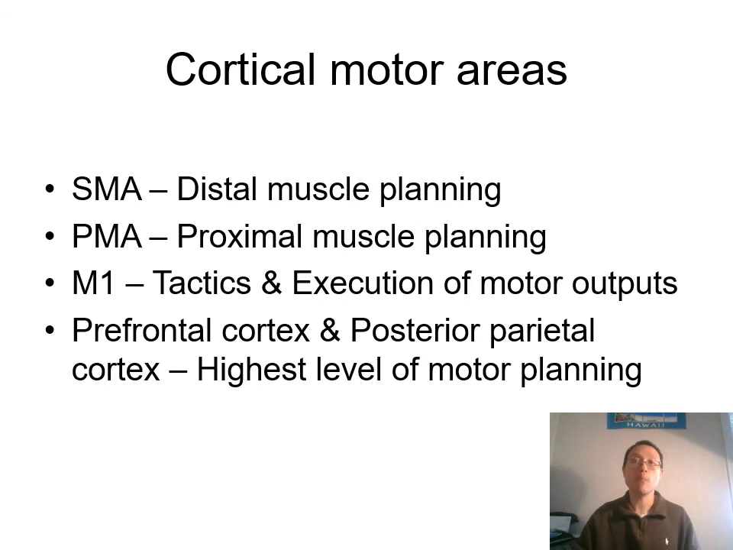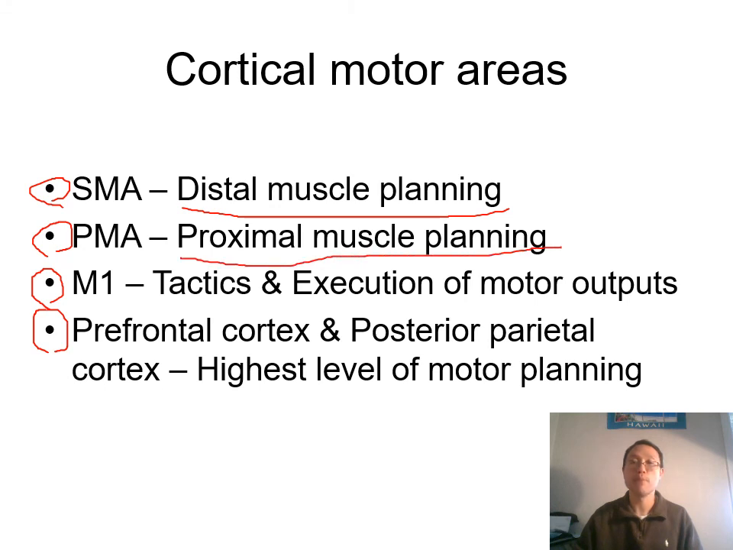In the cortical motor areas, basically you have many areas. You've got the supplementary motor area, the premotor area, the primary motor cortex, and you also have the posterior parietal lobe as well as the dorsomedial prefrontal cortex. Now the supplementary motor area is really important for distal muscle planning, as opposed to the premotor area, which is very important for proximal muscle planning.